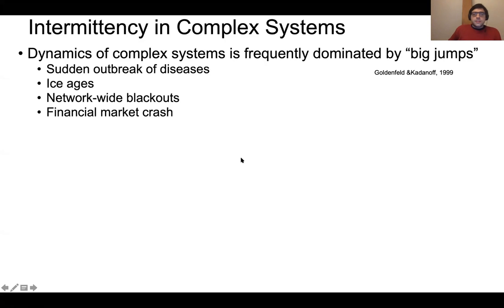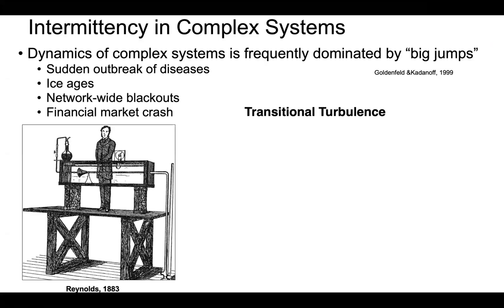Intermittency is a common characteristic of complex systems that are made out of many interacting elements. Dynamics of such complex systems is frequently dominated by big jumps as a measure of intermittency. For example, sudden outbreak of diseases, ice ages, network-wide blackouts, or financial markets crashing. Probably the most famous example of intermittent dynamics in physics is transitional turbulence.